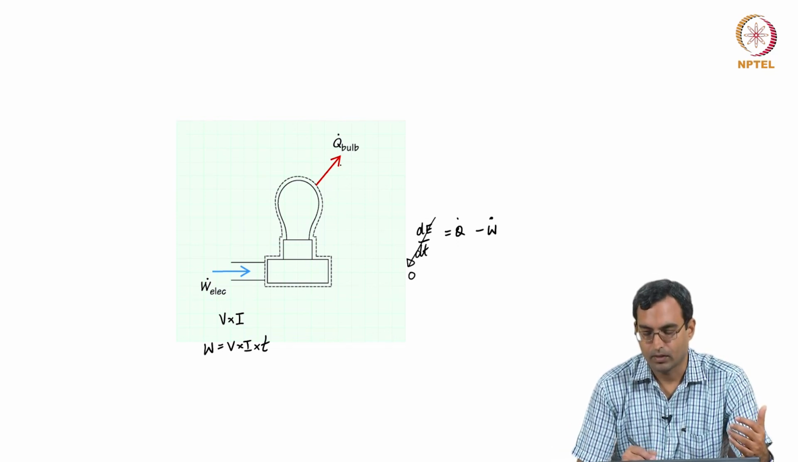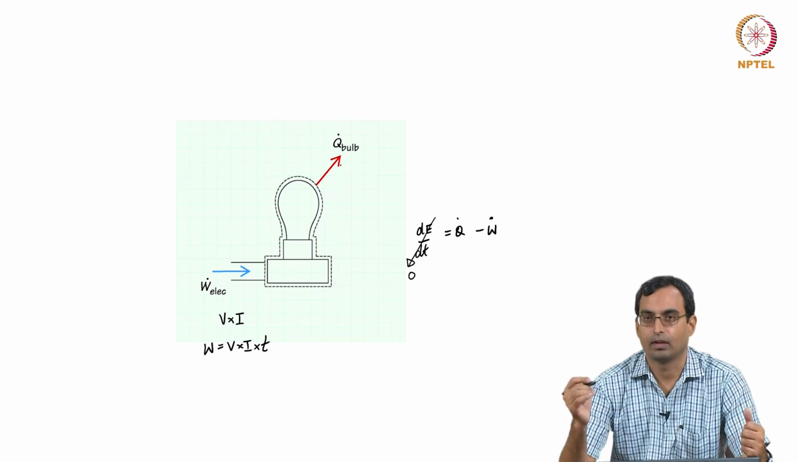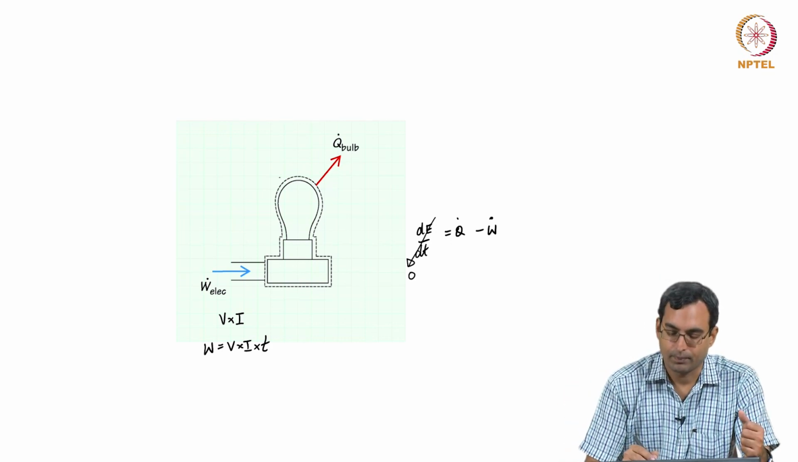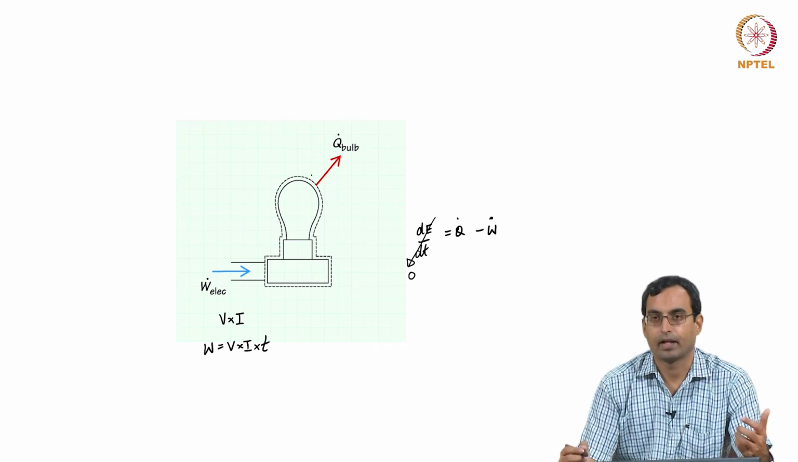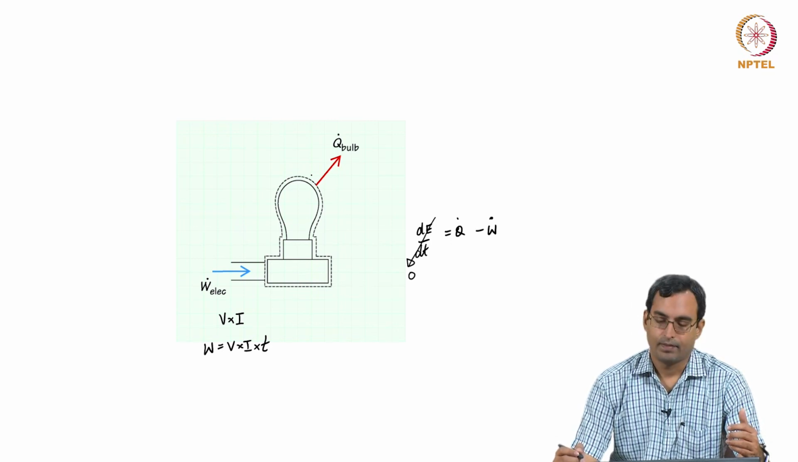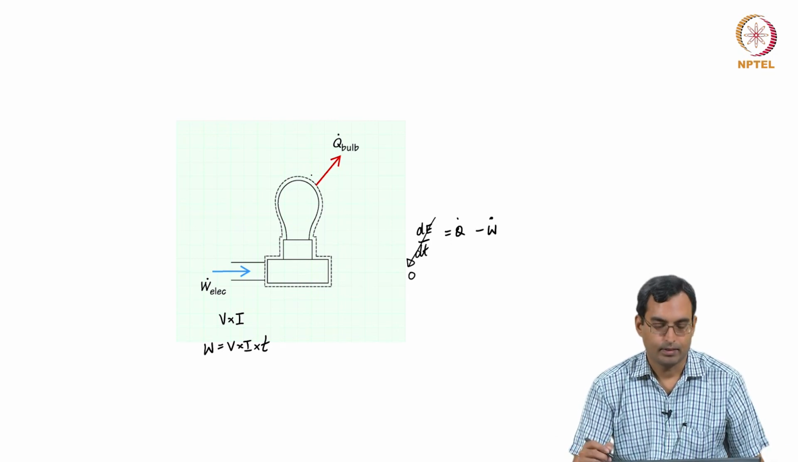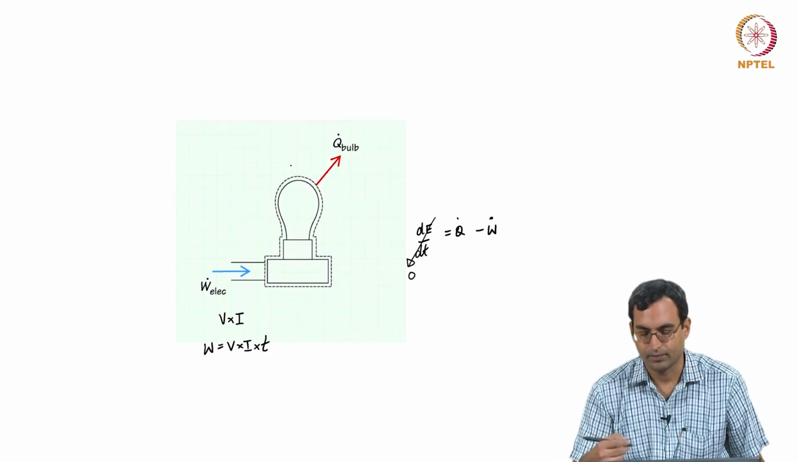So we are doing work on this device, it is converting it into heat and radiating it out. Of course, there could also be some convection from the surface because the bulb itself is hotter than the atmosphere. So that is essentially what we see. If we want to now analyze, for example, the fan in this case, we could do a similar analysis, or even for the battery.